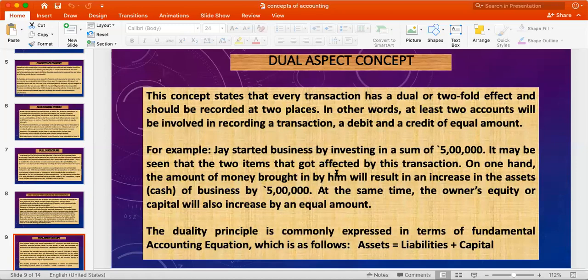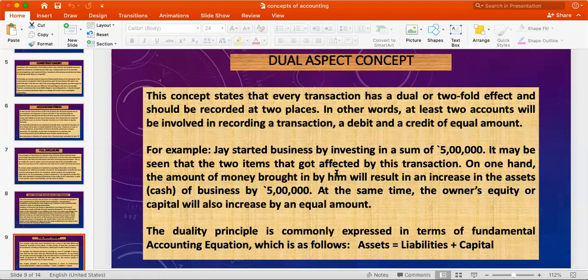Dual aspect concept. Dual aspect means... this is a very important part of our accounts. Generally we have minimum two effects, and there can be more, for every transaction. As I explained, debit and credit, or there is an increase and a decrease at the same time. I'll explain with an example, but right now I want to say that the most important rule in recording the books of account is that every transaction has minimum two effects.